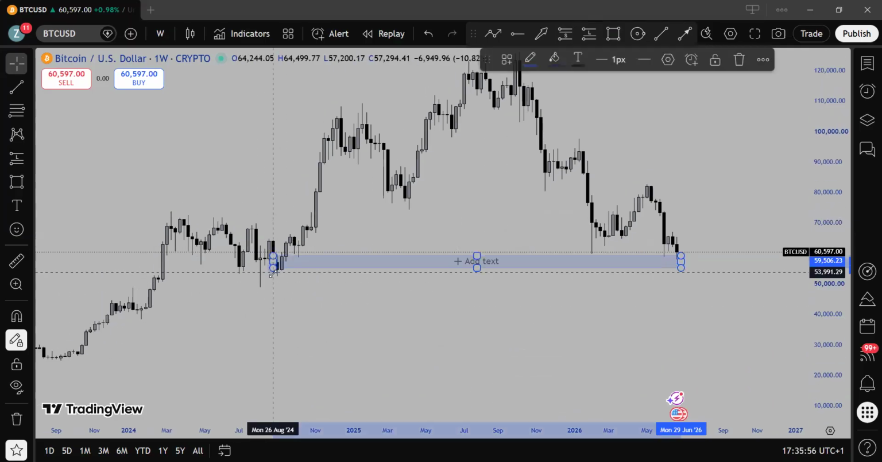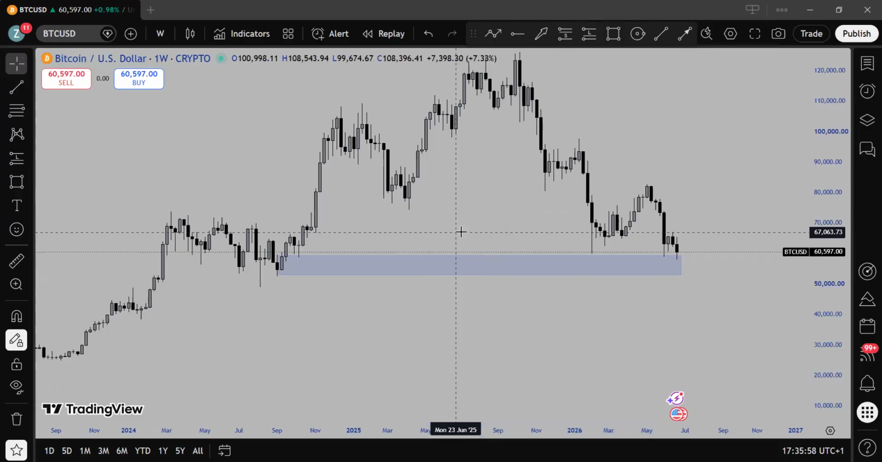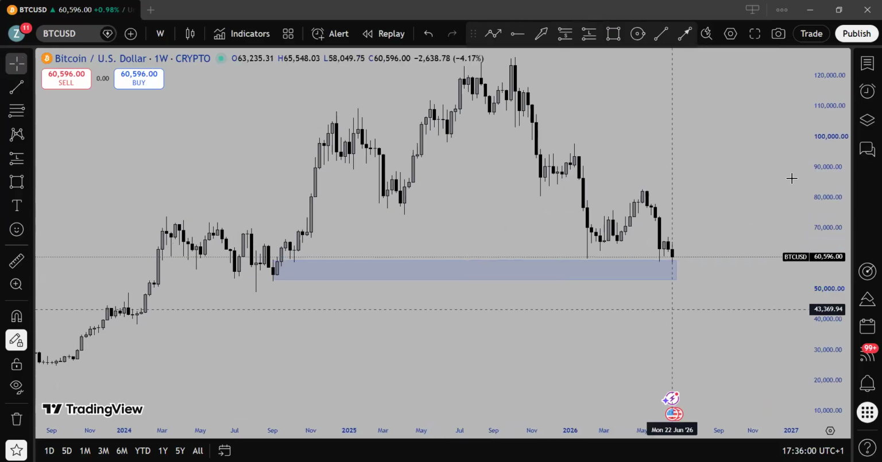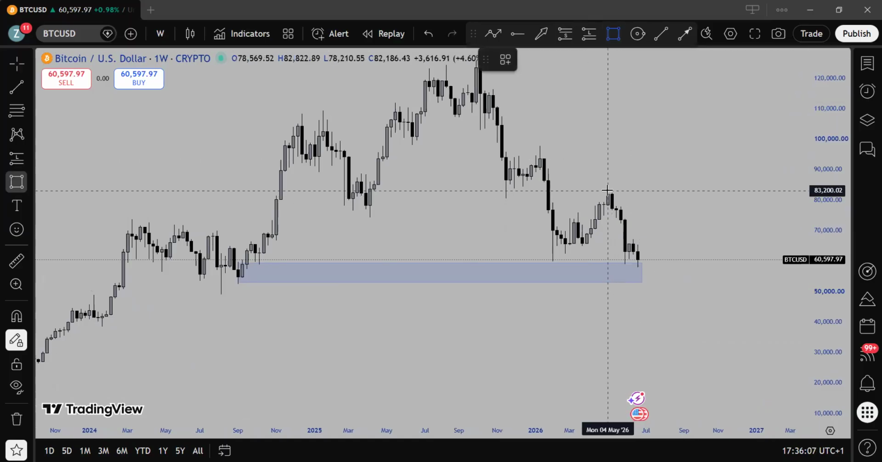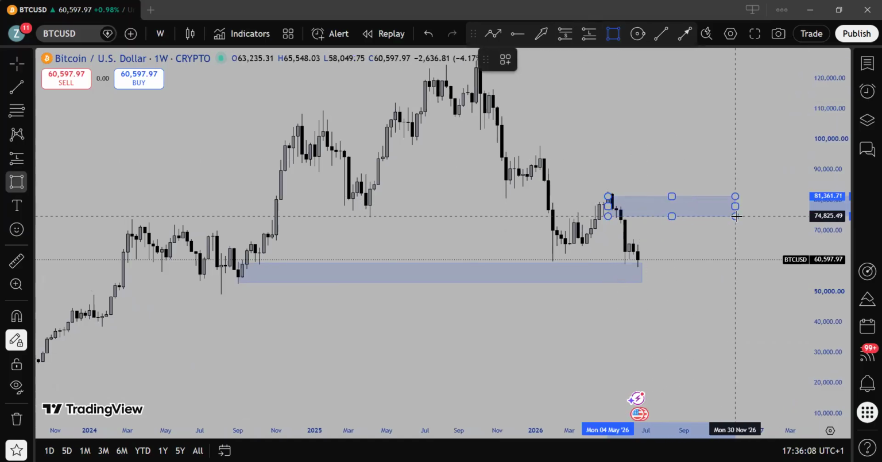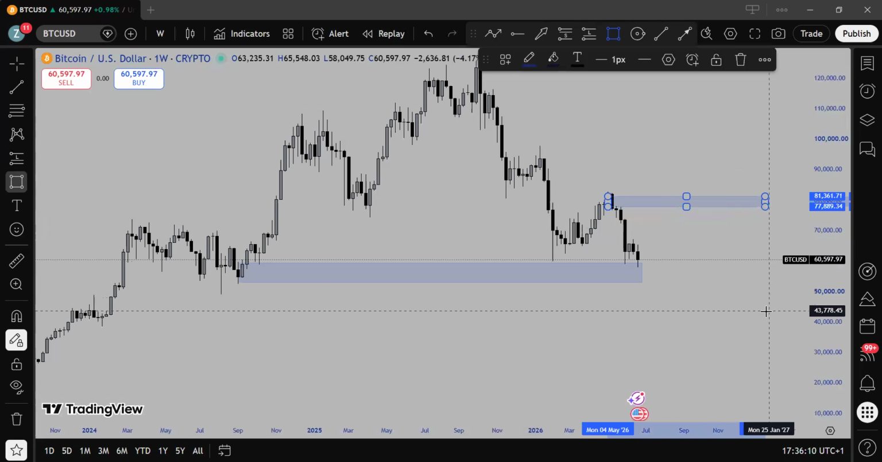The market tapped into this weekly OB, so I'm expecting another correction move to come. Even if the market should keep selling, I expect a correction move to come. And my target for this correction move is these highs, this OB. I'm expecting this supply zone will push the market down. But if it doesn't, then I will be looking for buys.